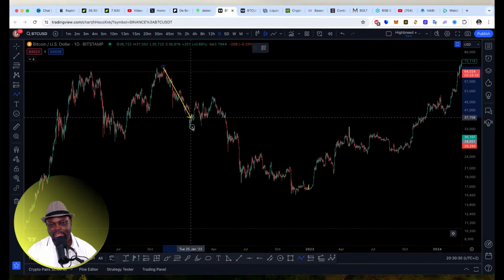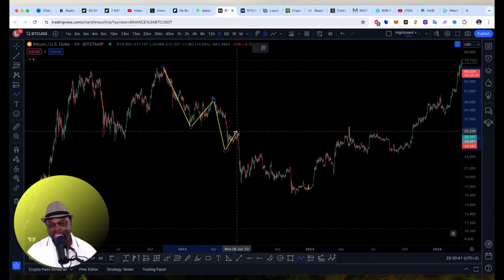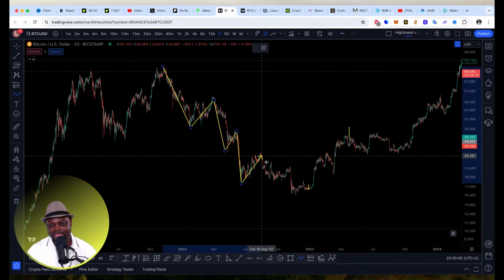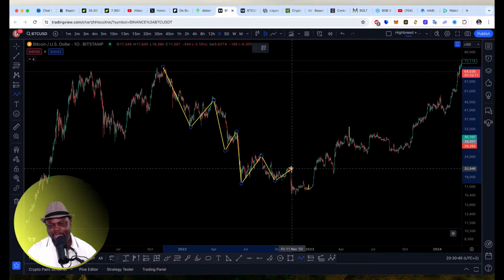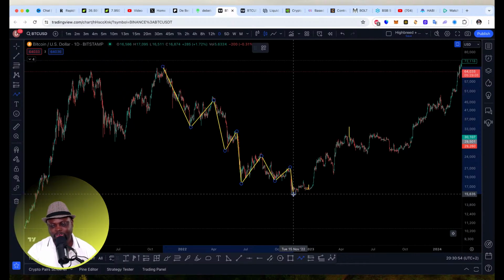It leaves this zone, it comes down here, it retraces back up, it came back down here. We saw a little bit of retracement back up. It came back here, a little bit of retracement up. It came here, retrace up. It came here, and that trend ended. So from here we got a reversal.